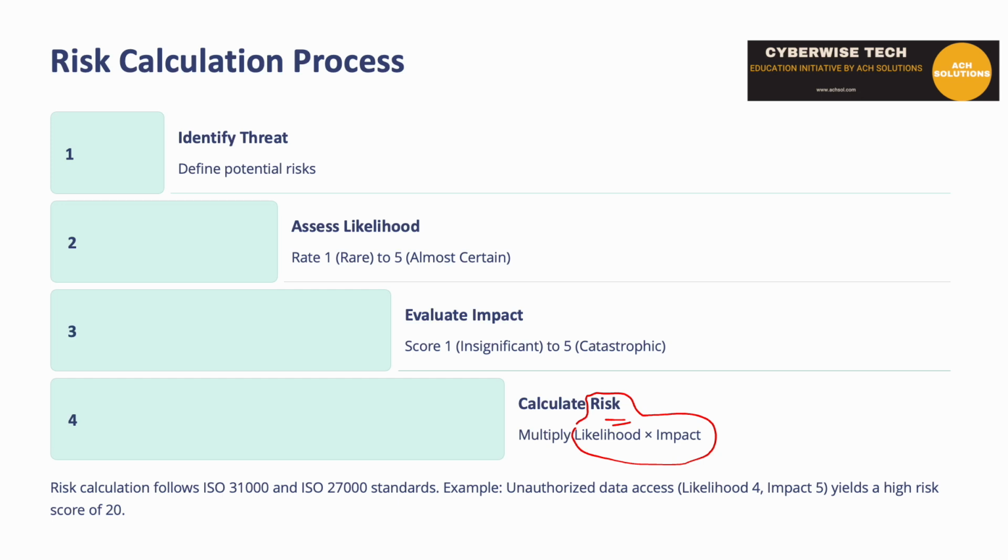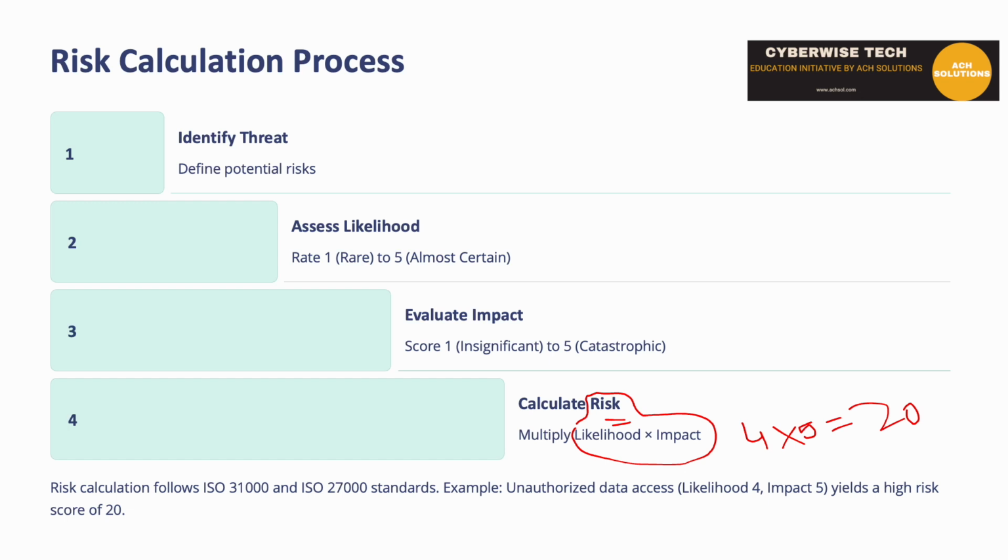Now both likelihood and impact are usually scored on a scale of 1 to 5. For example, if the likelihood of an unauthorized data access is 4 and the impact is 5, the risk score will become 20. So 4 into 5 and the risk score becomes 20. Okay, which is considered a high risk. This helps us focus on what needs immediate attention.